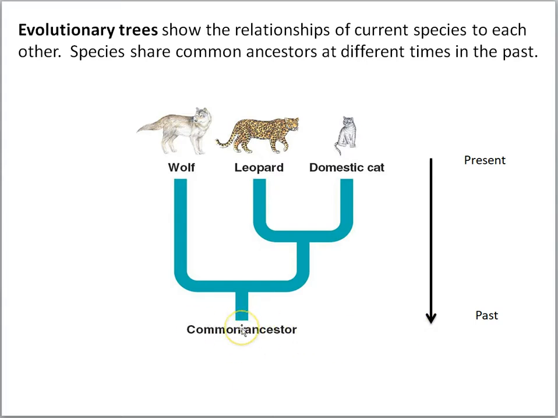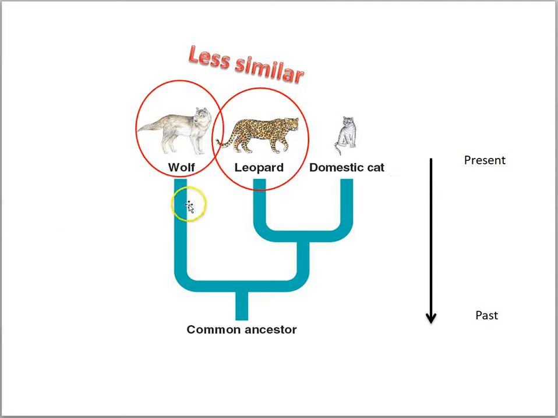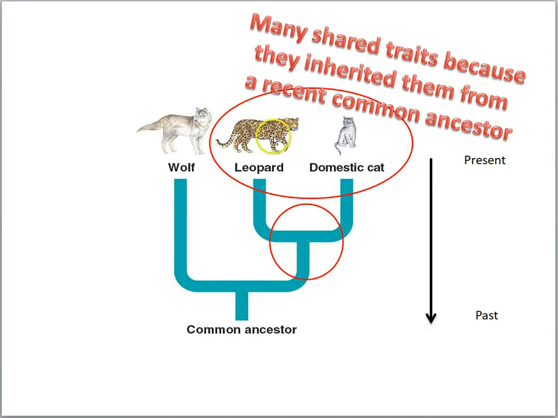So this would be a species living in the past that would have been the common ancestor of all three living species today. Now, if we consider the characteristics of the three species, we will notice that the leopard and the domestic cat here are more similar than either of these two are to the wolf. So the wolf and leopard are less similar than the leopard and the domestic cat. Now, Darwin has an explanation for why the leopard and the cat are more similar than the leopard and the wolf. He'll argue that these two species have many shared traits because they inherited them from a recent common ancestor.